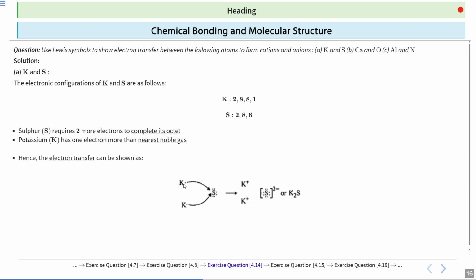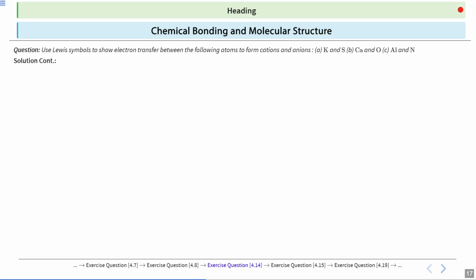So that same will happen. One of the potassium will donate 1 electron to sulfur, the second potassium will donate the second electron to the sulfur. In this way, both of the potassium will have an octet, as well as the sulfur will also have a complete octet. Now moving on to the next ion. The next ion is formed from calcium and oxygen.